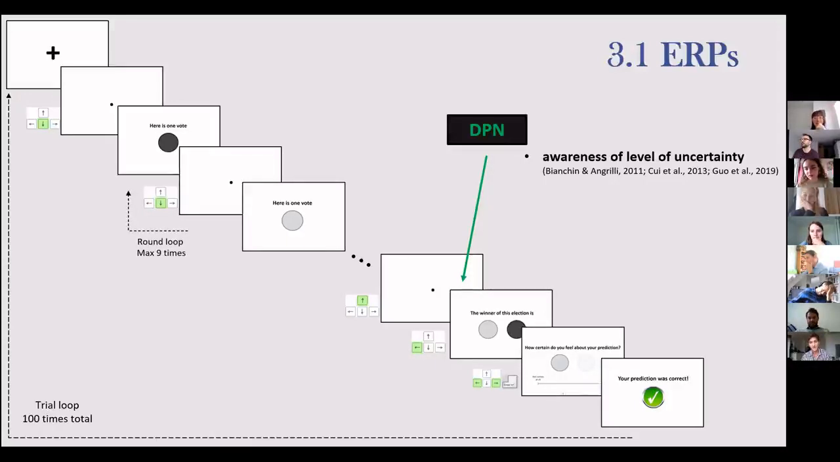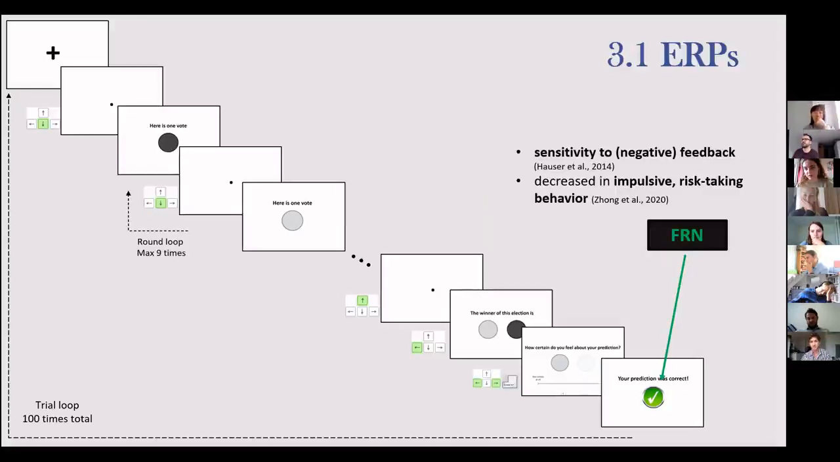And the final ERP is the feedback-related negativity. This we measure right after the feedback screen. And this is set to encode sensitivity to feedback, specifically pronounced after negative feedback. And it is shown to be decreased in impulsive risk-taking behavior. So this could also be a very interesting measure for this specific question we have for this experiment.